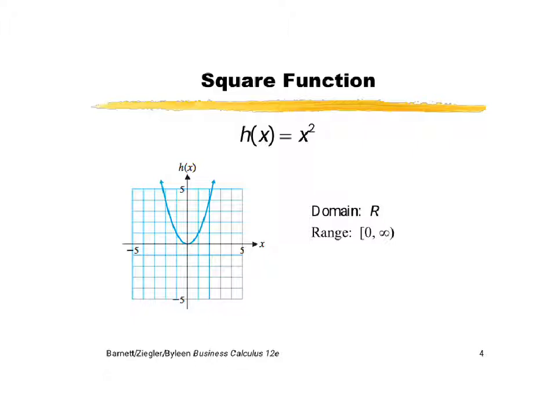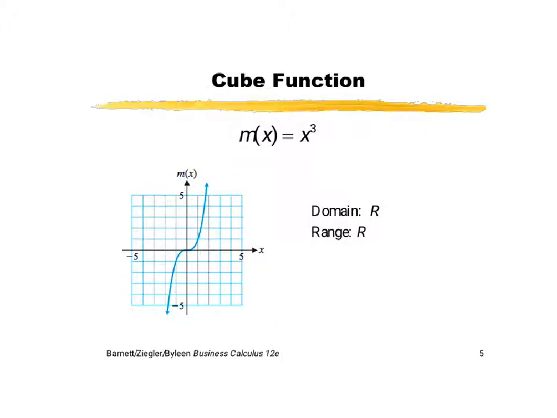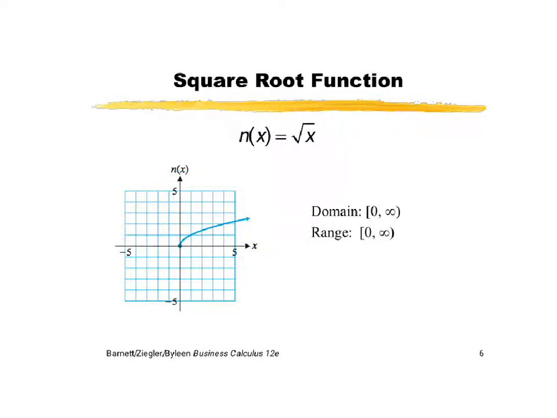Okay, the next function is going to be a square function, which is also called a quadratic function. Notice the domain is the set of all real numbers, and the range is from 0 to infinity. So here, let's write the domain negative to positive infinity. Okay. We have a cube function. We have m of x equals x cubed. Notice here the domain and range are also both the set of all real numbers. Notice the graph.